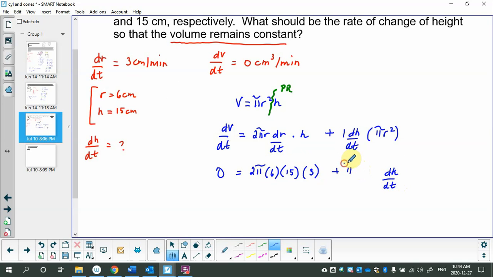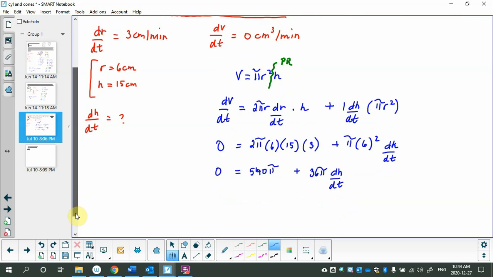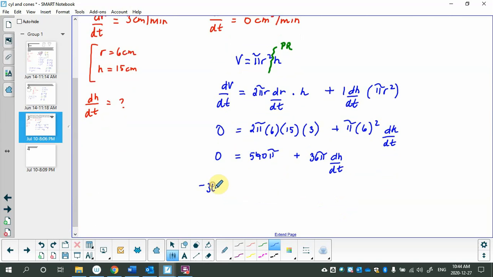1 is staying 1, pi is staying pi, r is 6. Don't forget to square it. So 0 equals 2 times pi times 6 times 15 times 3, that's 540 pi, plus 36 pi dh by dt. Subtract 540 pi, or rather, get negative 36 pi dh by dt to try to get the unknown on one side and the knowns on the other.